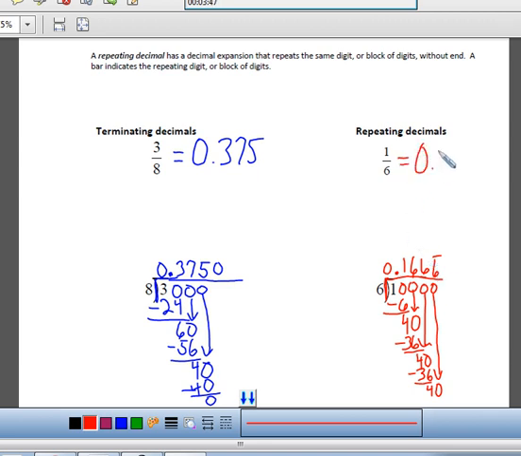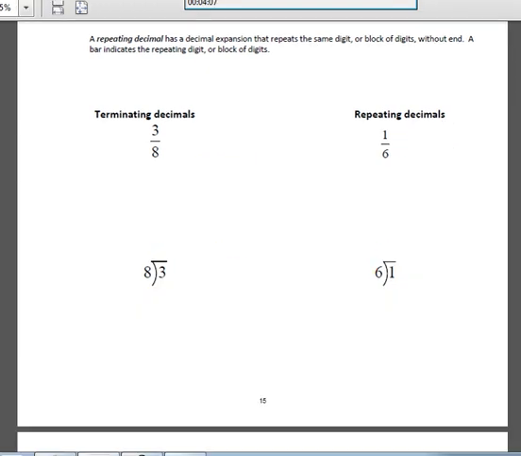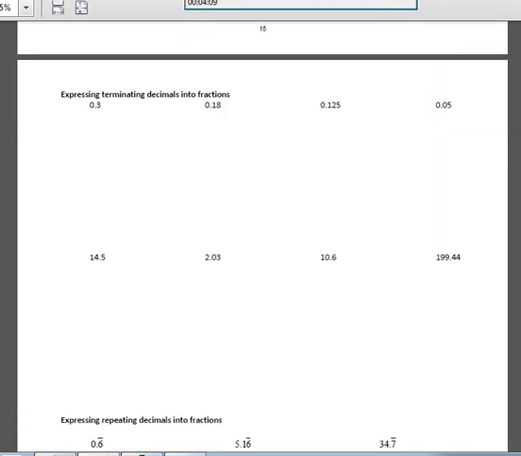So 0.1, now the 1 doesn't repeat, but the 6 does. Now some of you may have known 1/6 is a repeating decimal when you convert it. Others may not. So sometimes if you don't recognize it, you have to go through the trouble of dividing to find out. Now, what's this all mean? Well, let's go to the next page.